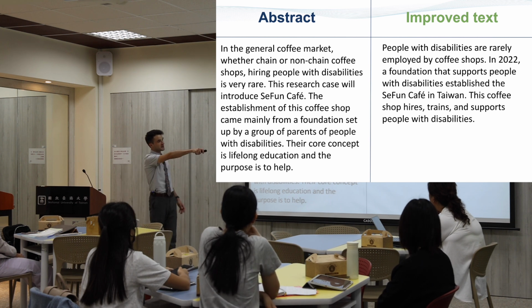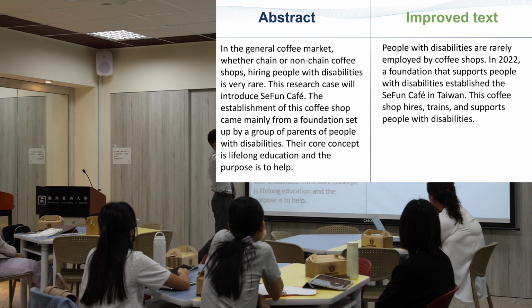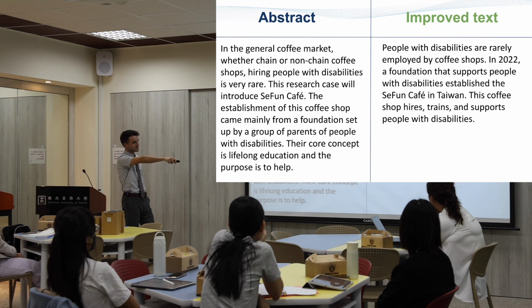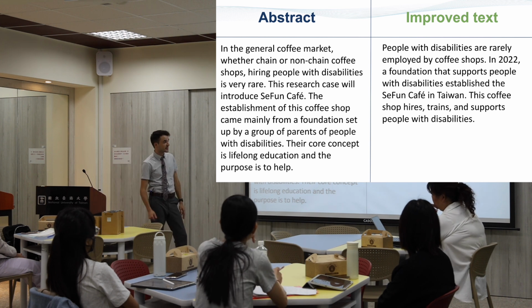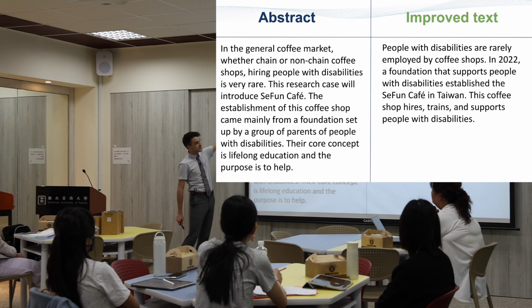Transition over. People with disabilities are rarely employed by coffee shops in Taiwan. In 2022, a foundation that supports people with disabilities established the Safe Fun Cafe in Taiwan. There we go. There's my mistake. In Taiwan. I deleted it on purpose, but I didn't delete it everywhere. This coffee shop hires, trains, and supports people with disabilities. I'll say this again. What I really like about this is I was not confused. So we made a lot of improvements, but I was not confused. So it's really difficult to get to this side on the left.